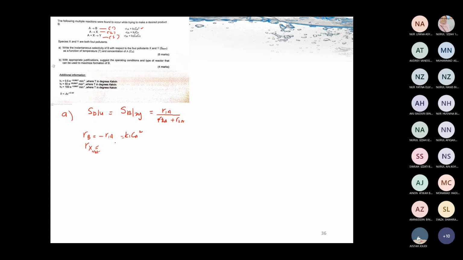Okay, so negative Rx net equals negative R2A minus R3A, so K2CA minus K3CACX. Then we have one more, RY. For RY, you see Y is only related to equation 3, so no problem, you just use this directly. So it equals negative R3A, which equals K3CACX. So from there, put it back in.